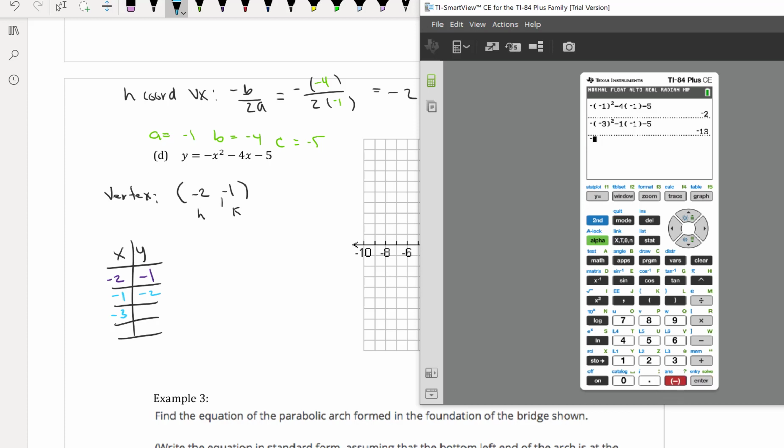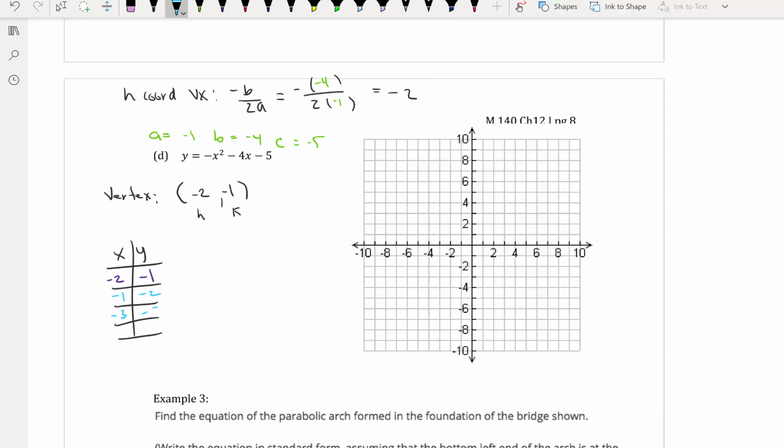So it really should be negative 3 squared minus 4 parentheses negative 3 minus 5. Okay, so let me just triple make sure I made that right. So negative 3 squared minus 4 times negative 3 minus 5. Yep, I've input it correctly, and I get a negative 2. That makes more sense. So now I have my y value as a negative 2. Perfect. So I have my vertex. It's going to be negative 2, negative 1.